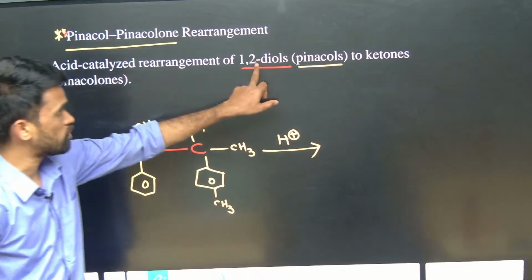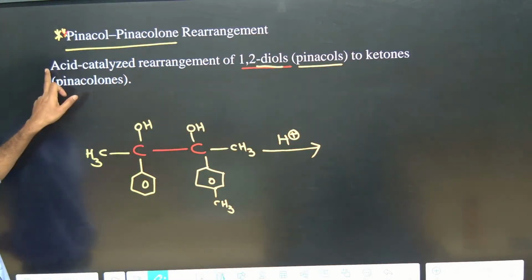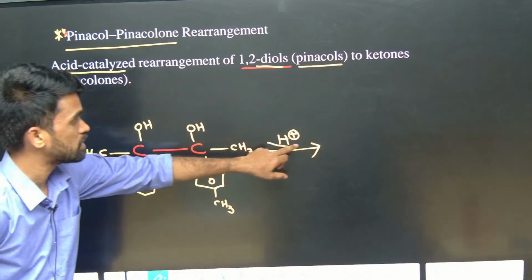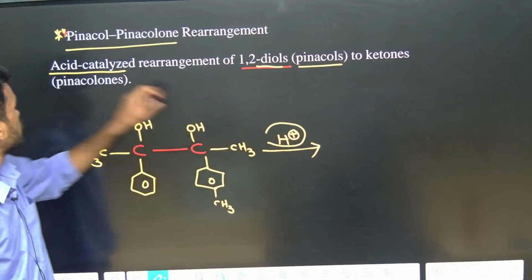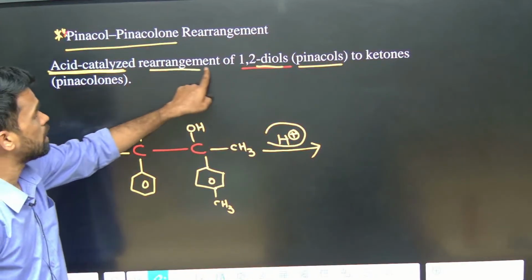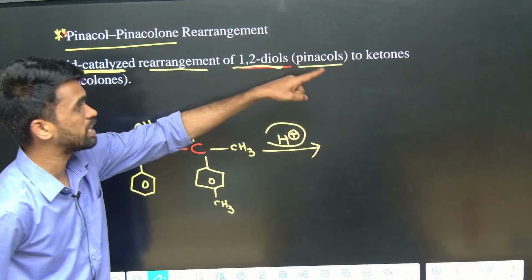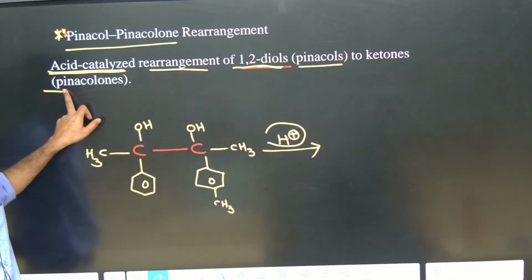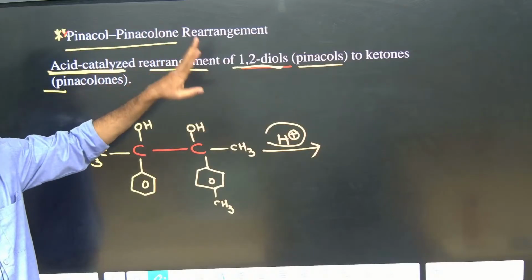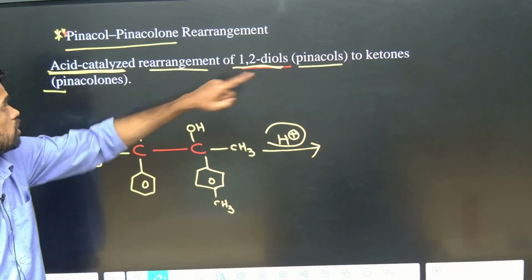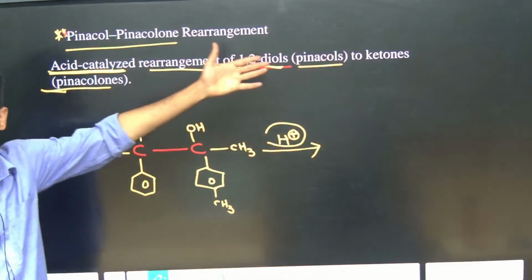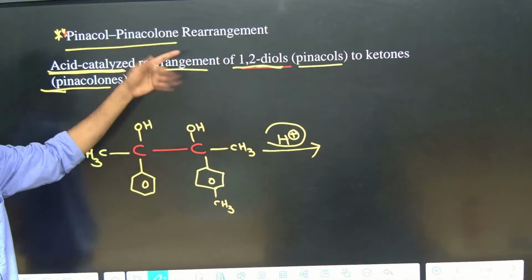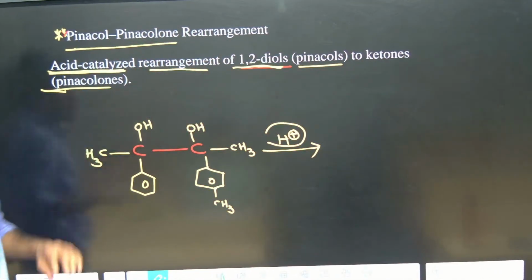So pinacols, 1,2 diols, are treated with an acid catalyst. It means treated with some H plus proton. The acid catalyzed rearrangement of 1,2 diols to ketones is called the pinacol-pinacolone rearrangement. So a pinacol is converting into a pinacolone. Pinacolone is nothing but our ketone. So this conversion is called pinacol-pinacolone rearrangement.